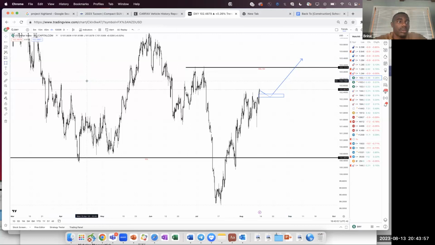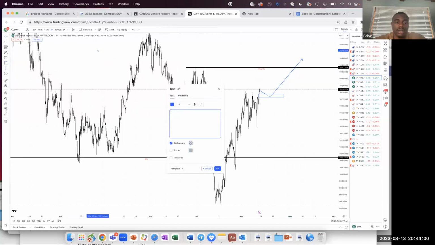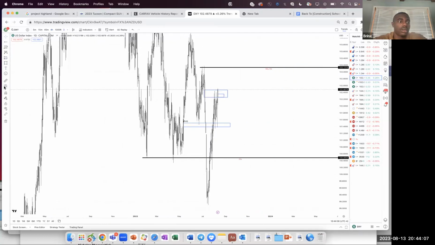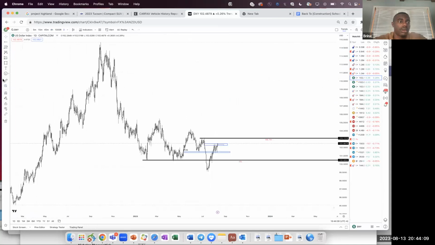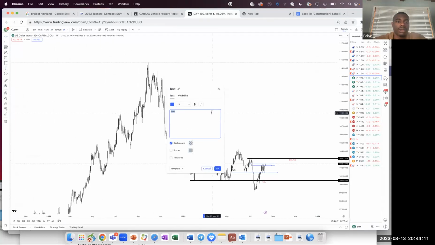So if I take a text, so overall bias, let me go back to the weekly, daily. Overall bias is going to be bullish this week on the US index, just the dollar index. So keeping that in mind, right?